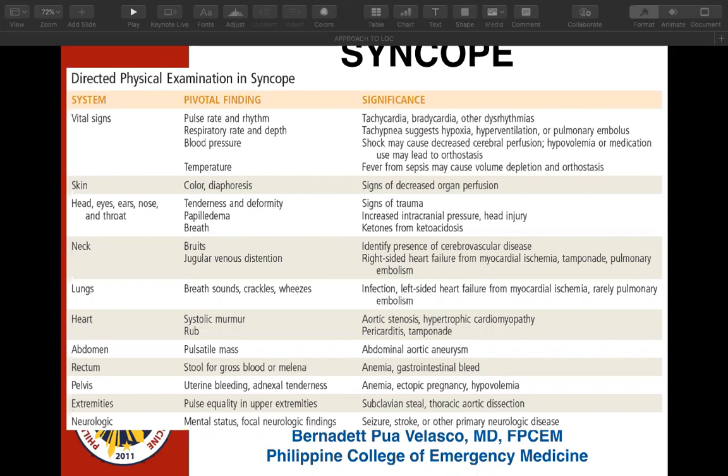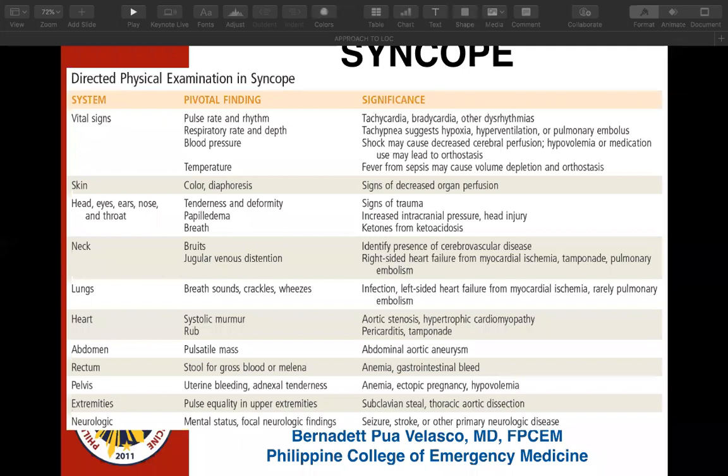Okay. For the neck, you need to check for bruit and jugular venous distension. Probably the patient is having congestive heart failure or probably a cardiac tamponade or pulmonary embolism. For the lungs, you need to check for the breath sounds if the patient is having crackles or wheezes.